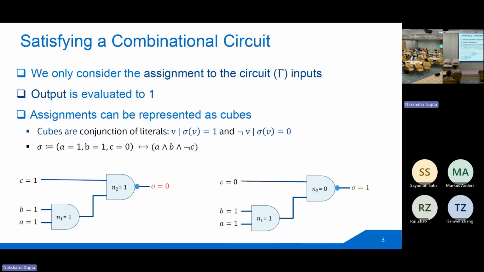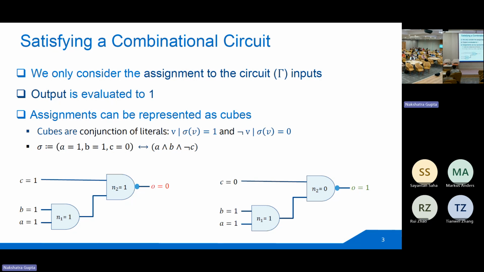So how can we satisfy a combinational circuit? First, we only consider assignments to the circuit inputs. We do not consider any assignment to the internal gates. Secondly, we need the output to evaluate to 1. Here on the left, we have an example where the assignment does not satisfy the circuit since the output evaluates to 0. On the other hand, here we have an example where the assignment satisfies the circuit since the output evaluates to 1.